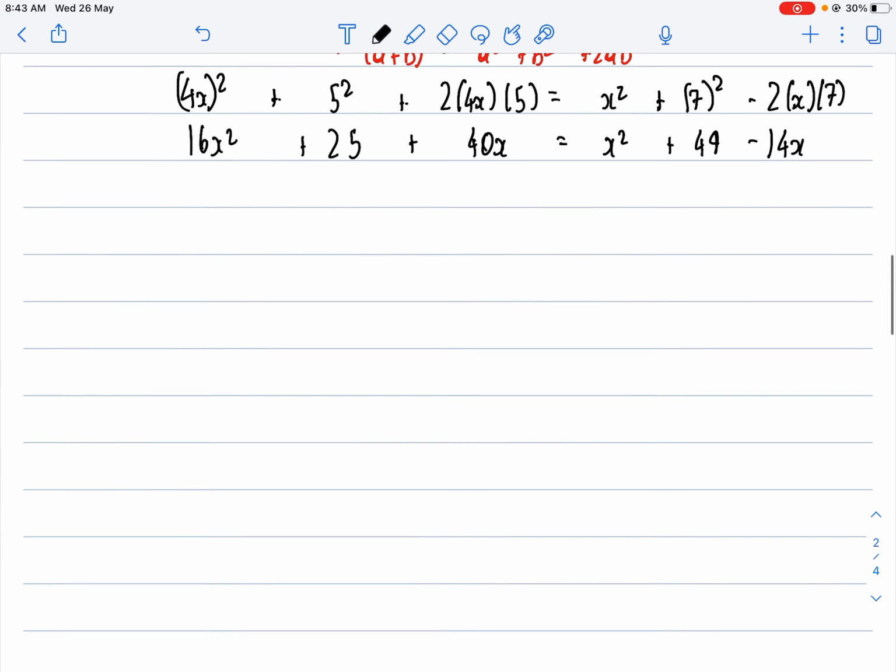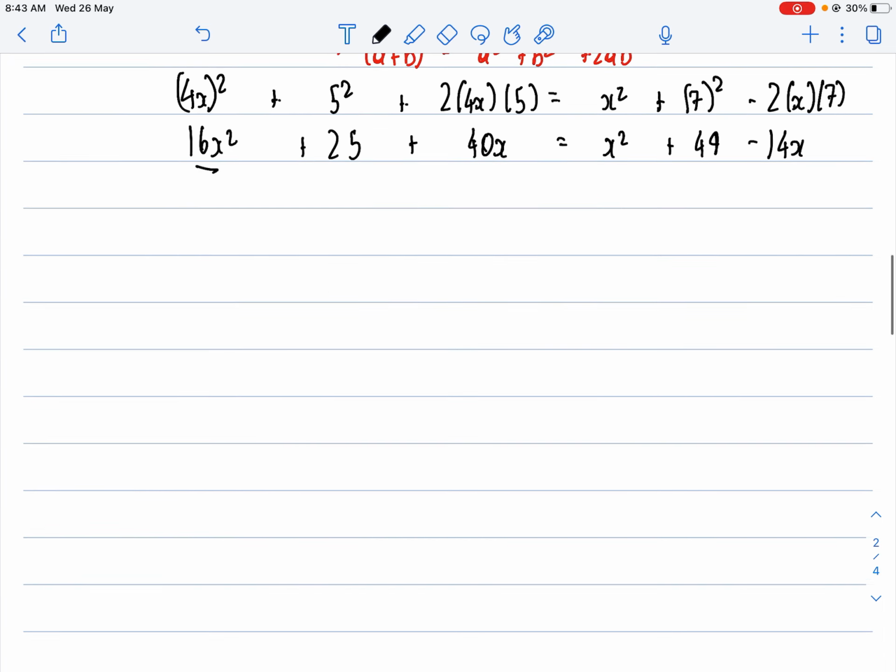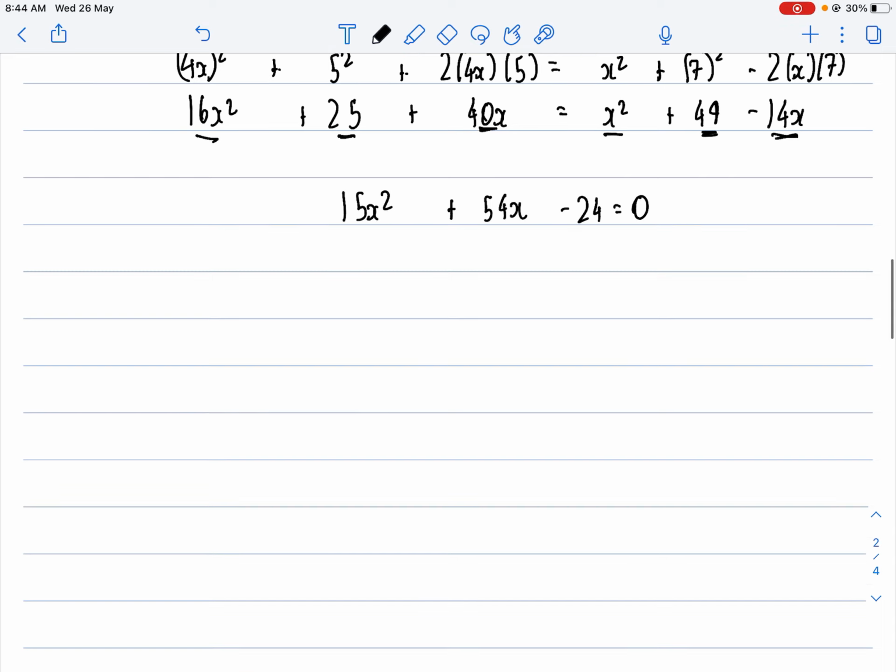So now I can do 16x square minus x square, which will give me 15x square. 40x plus 14x will give me 54x, and 25 minus 49 will simply give me minus 24 equals 0. Correct? This is what I'll get. So now I can solve this quadratic on the calci.